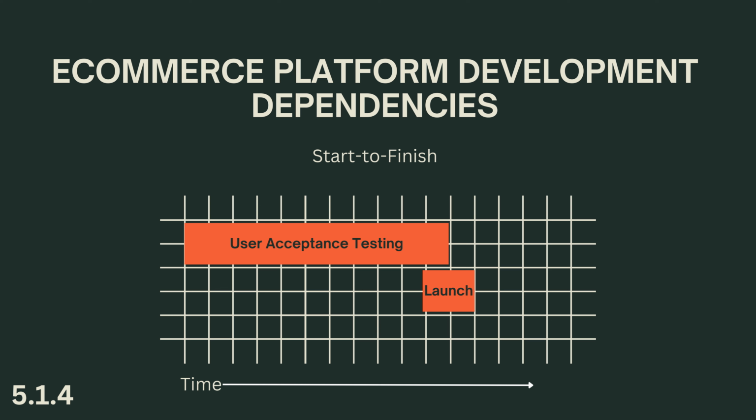Understanding these dependencies is crucial for project planning. It helps you sequence tasks effectively, allocate resources efficiently, and identify potential bottlenecks before they become problems. Remember, in complex projects like this e-commerce platform, many tasks will have multiple dependencies, creating a web of interconnected activities that need careful management.